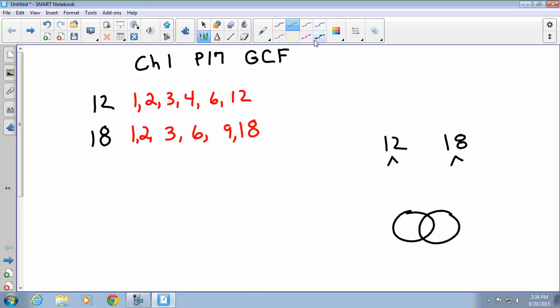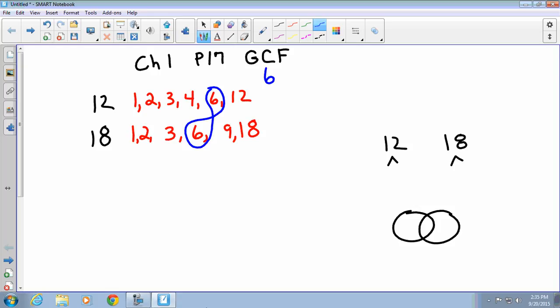Now, what we are trying to identify is the common factors. But then once we know the common factors, we want to find the biggest or the greatest common factor. So the factor that 12 and 18 share, the greatest common factor, would be 6. So the greatest common factor for 12 and 18 would be 6. So that's using a list.